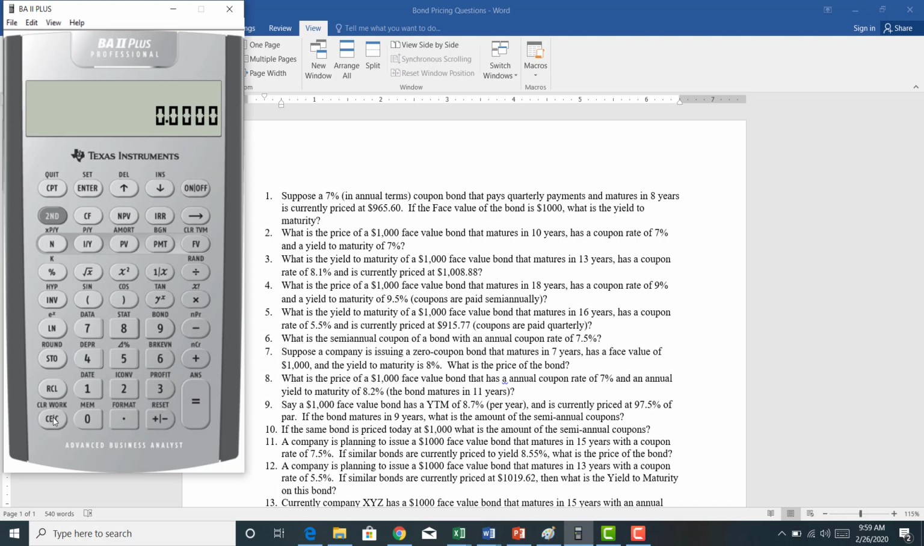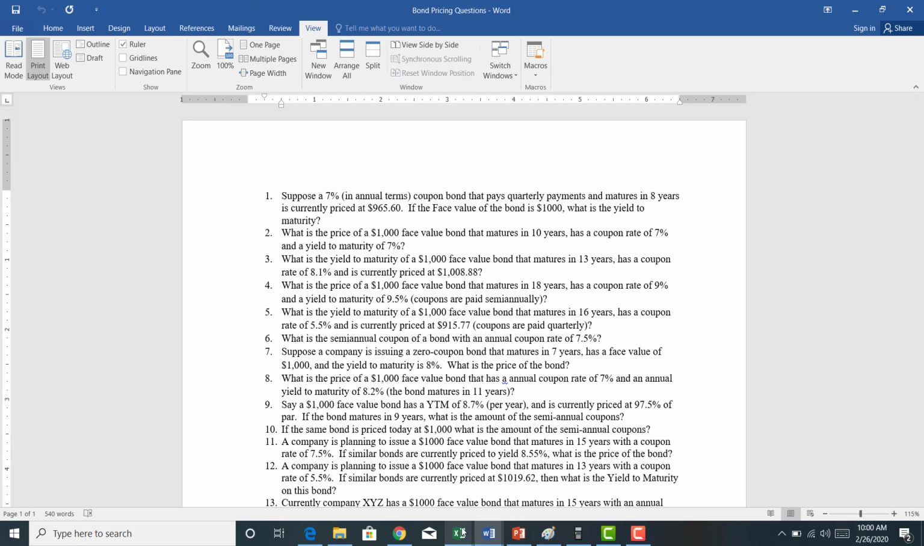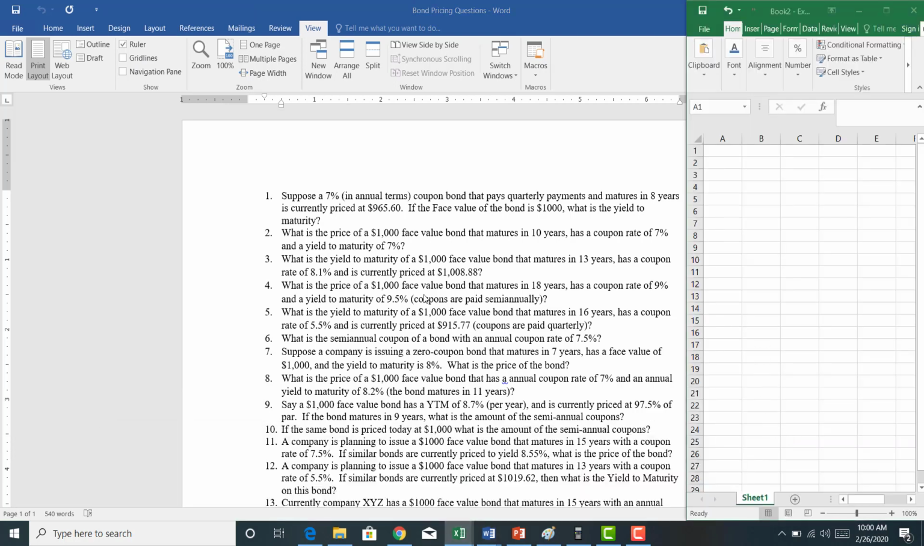Let's do number 2. Let's use Excel on this problem. What is the price of a $1,000 face value bond that matures in 10 years, has a coupon rate of 7%, and a yield to maturity of 7%?